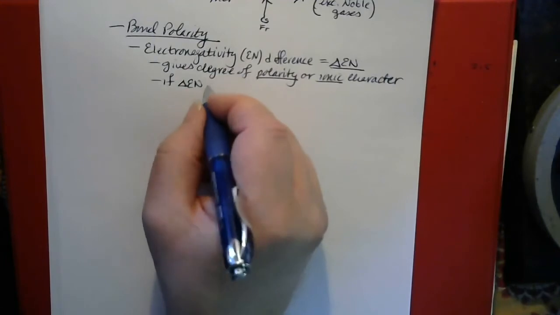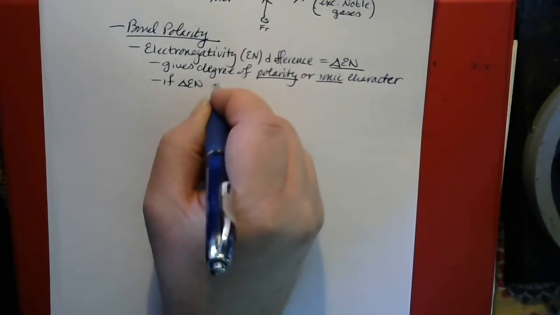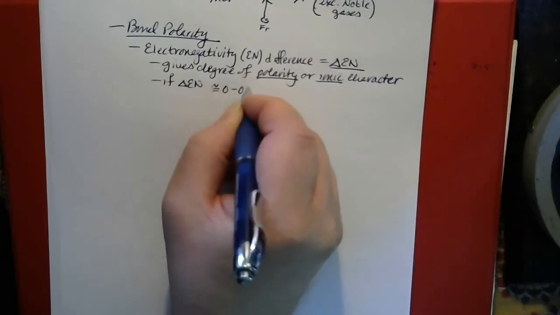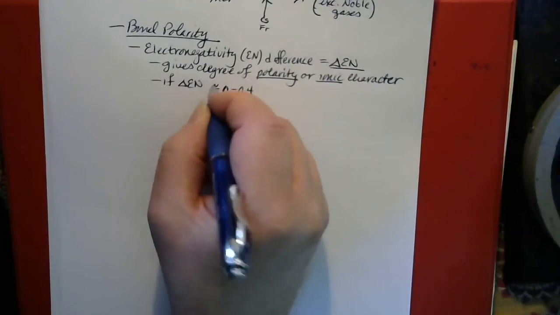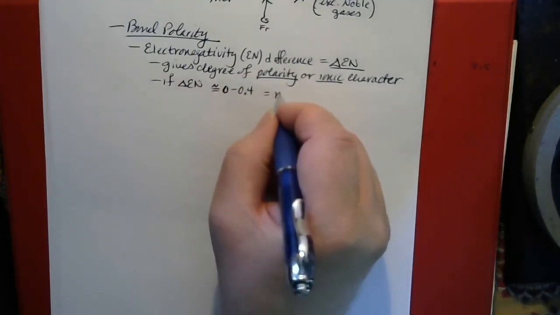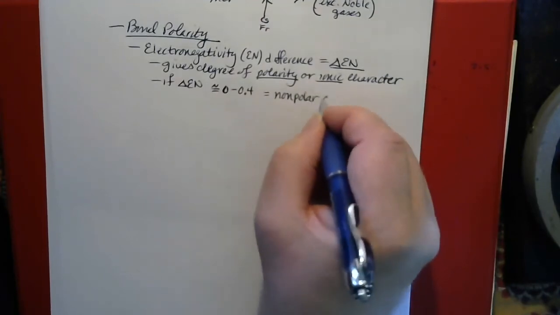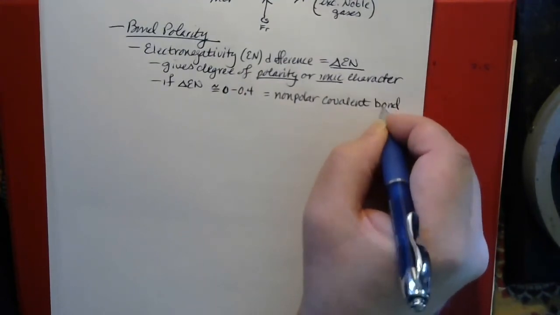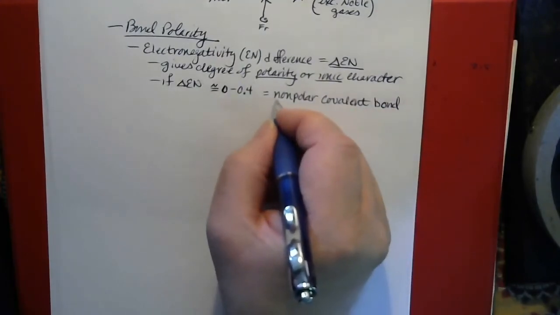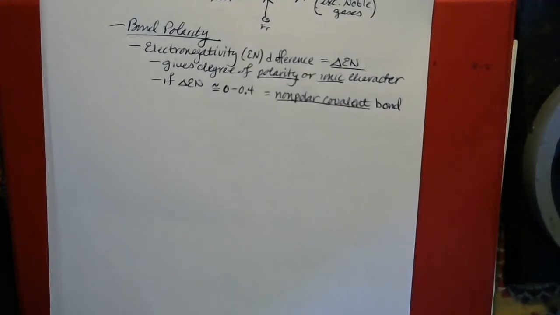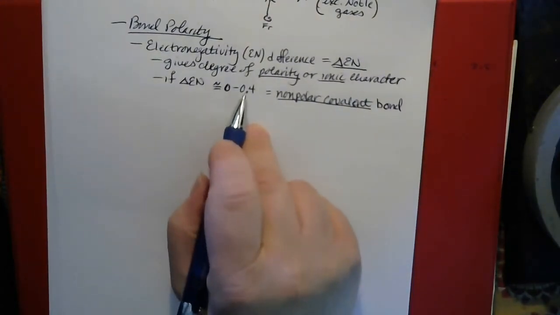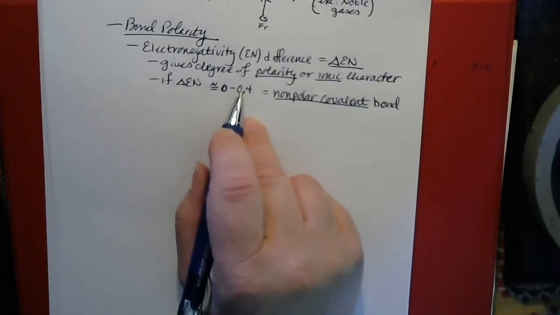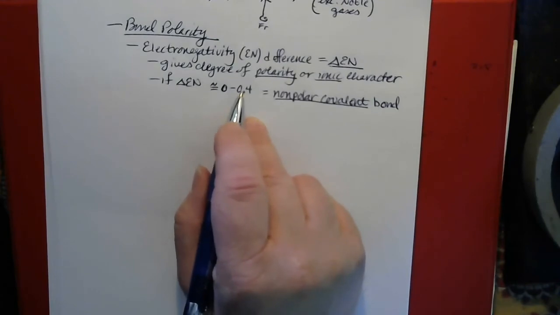So if the difference in electronegativity is anywhere from zero up to about 0.4, the bond is considered to be nonpolar covalent. Obviously, if there's some difference in the electronegativity, then the sharing is not really truly totally equal between the two atoms, but it's close enough that for all practical purposes, the bond would be nonpolar.